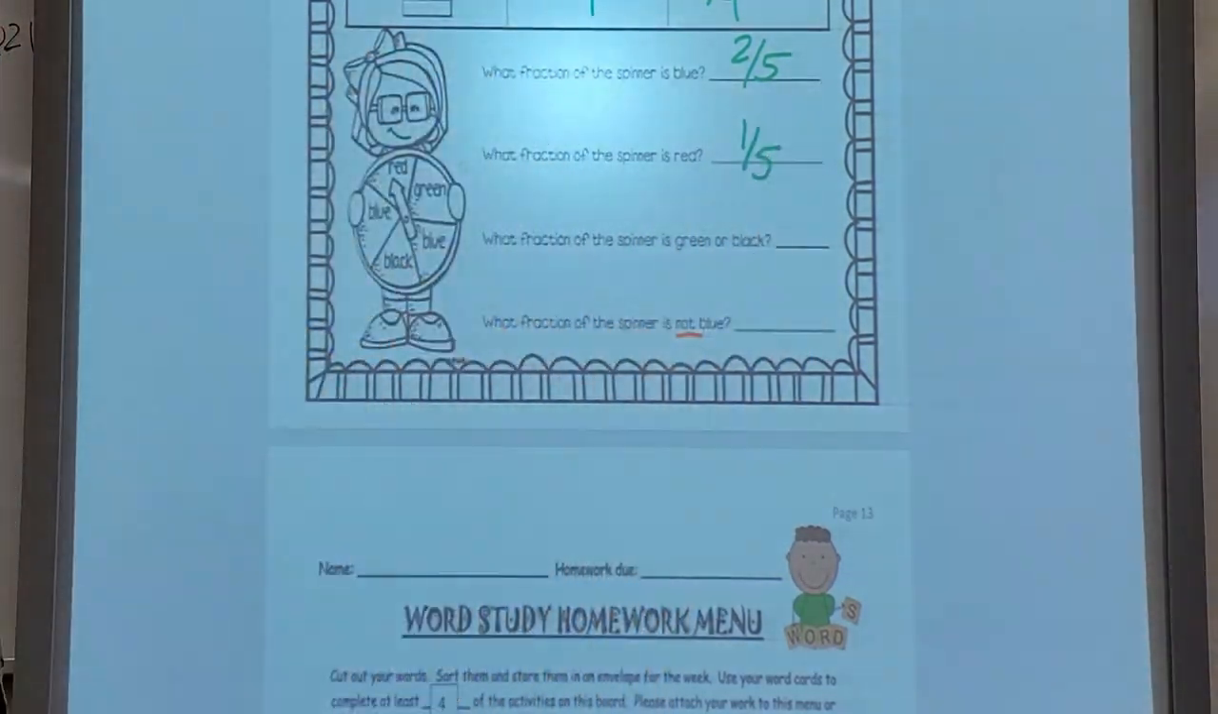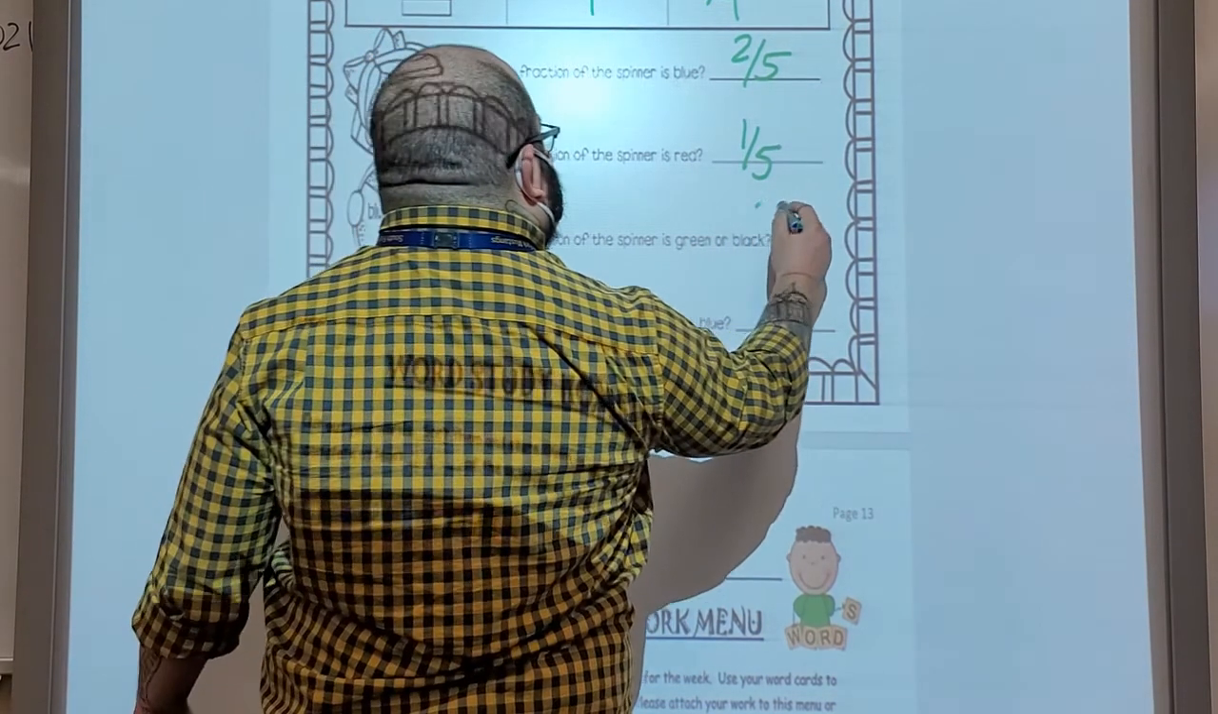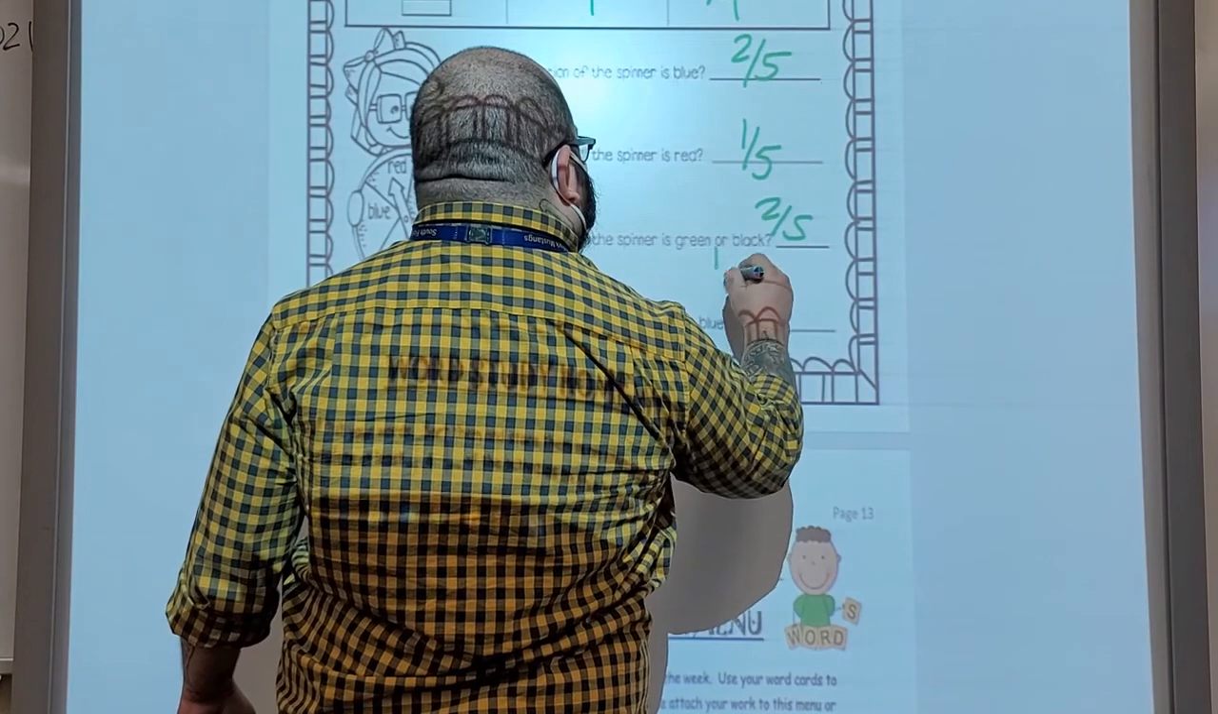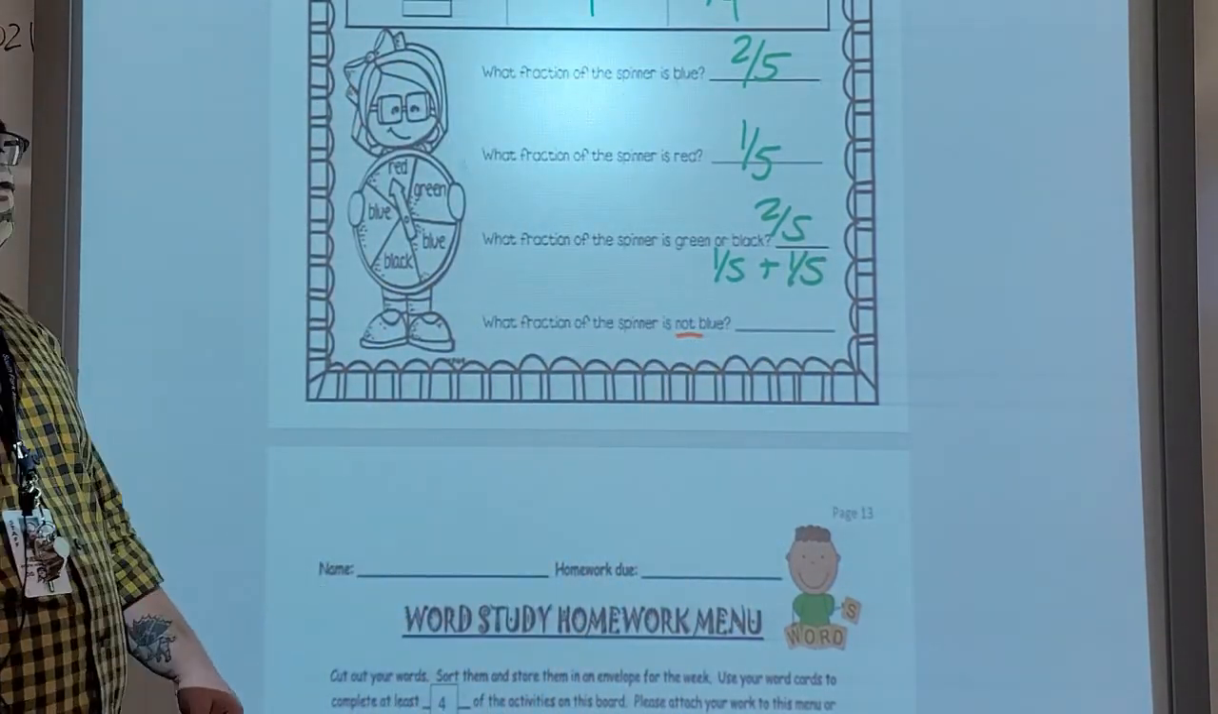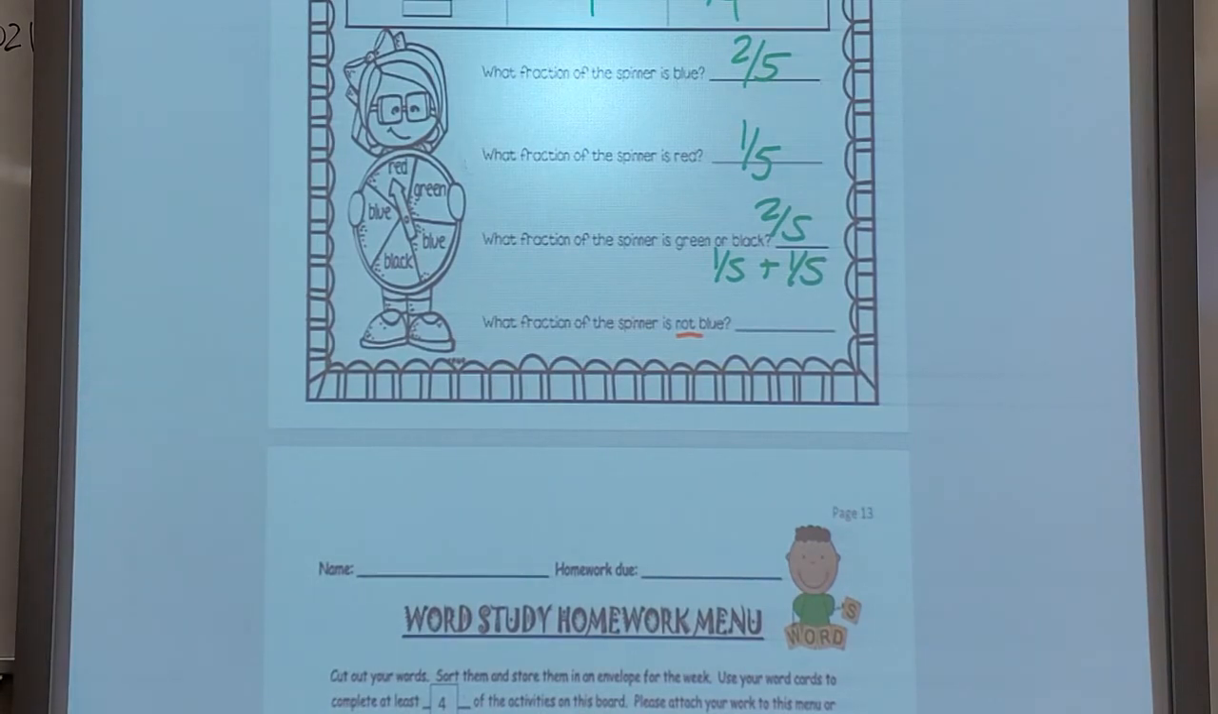What fraction of the spinner is green or black? Green or black. It's kind of a trick one, right? Allie? So green and black together would certainly be 2/5. So I would accept either 2/5 or 1/5 and 1/5, right? But 2/5 works because we're talking about green and black. Now technically they said green or black, but I would accept 2/5 as green and black, okay?